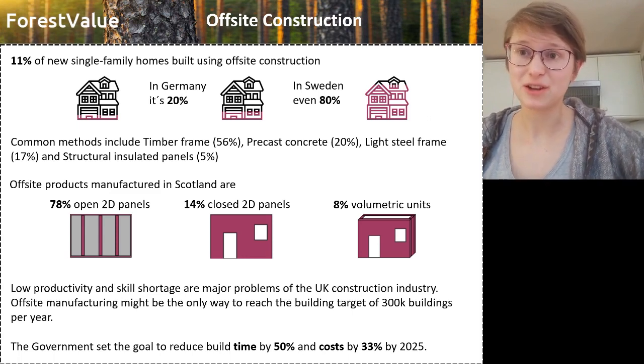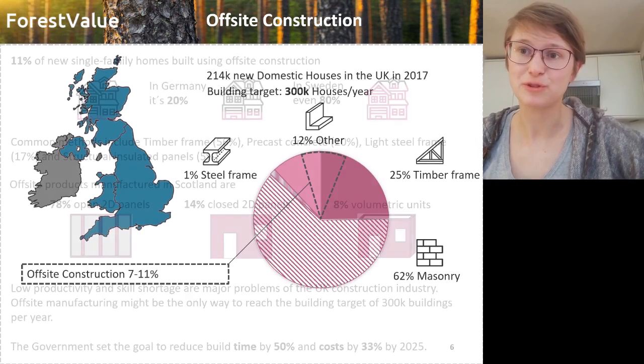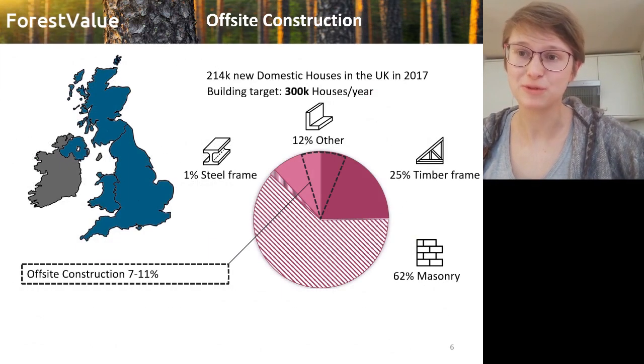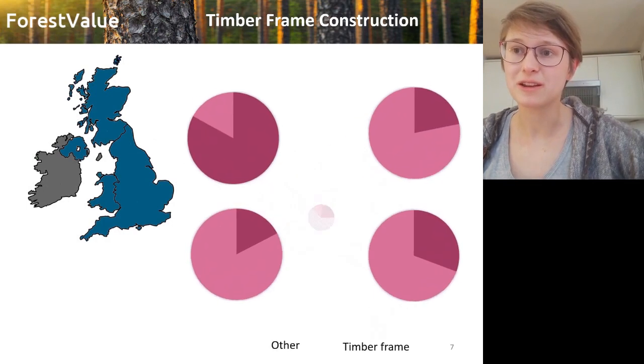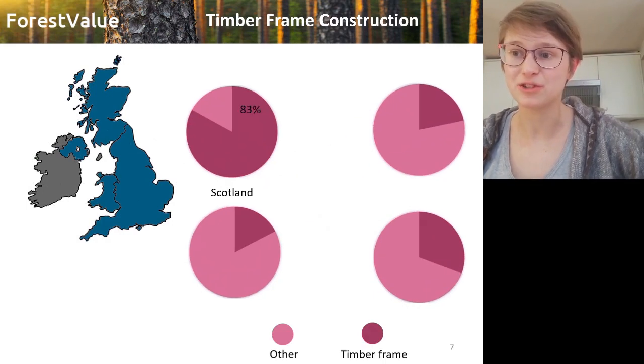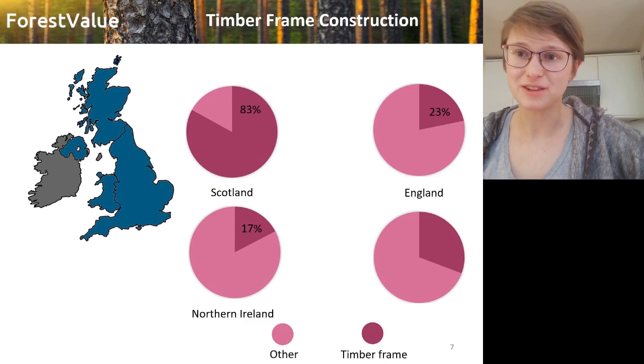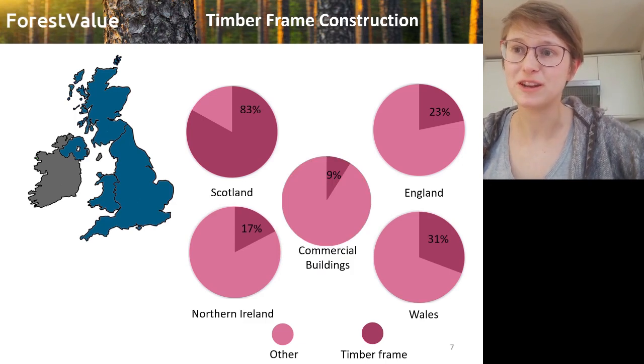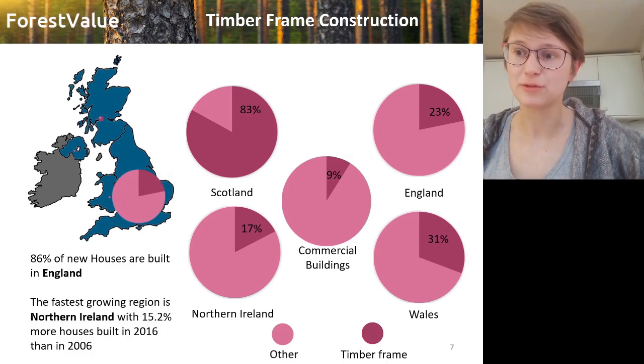We see that in Scotland it is already a mainstream use. The timber frame construction makes 83% of new build in Scotland, but in all other countries there's a high potential to increase the timber in construction, especially in England, where we saw that most houses are built. Only 23% are currently timber construction. Also in Wales and Northern Ireland, the share of timber buildings could be increased a lot.